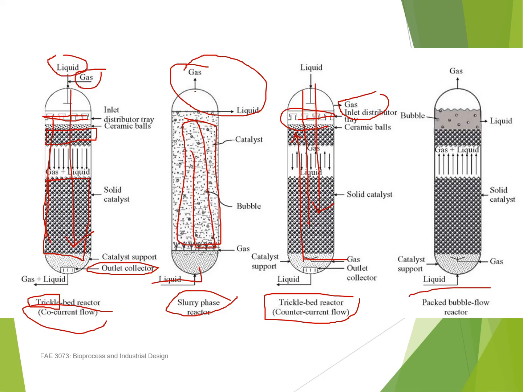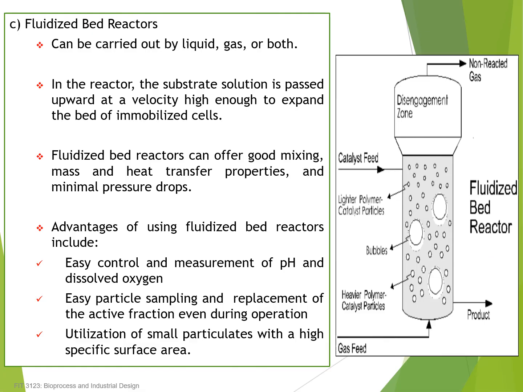Okay, packed bubble flow is similar to the first three. The immobilized cell will be packed here, in the form of packing. The gas will be coming from the bottom. The liquid also will be coming from the bottom. But it has bubble flow because you add some bubbles here. Okay, so these are the different kinds of fixed bed immobilized bioreactor.